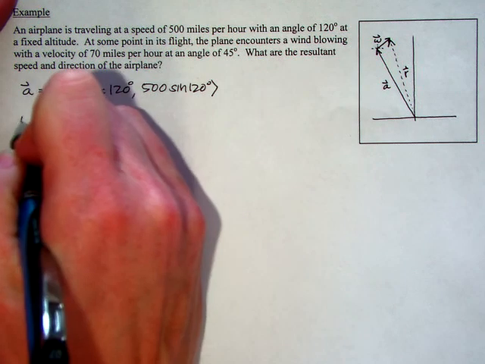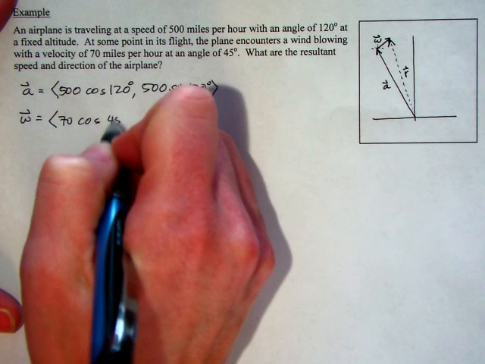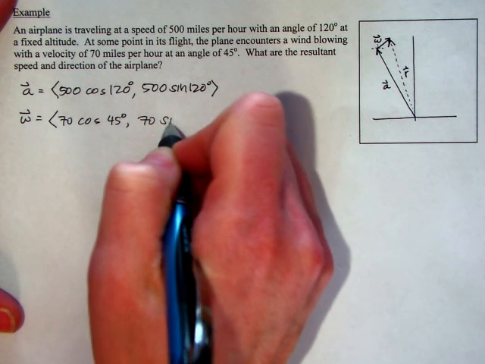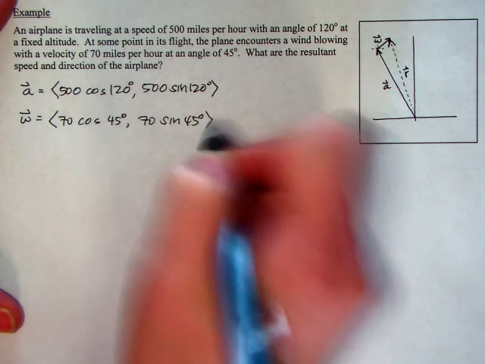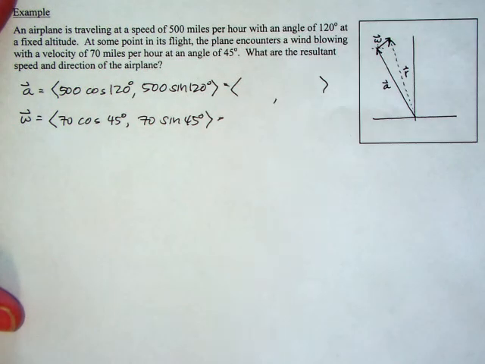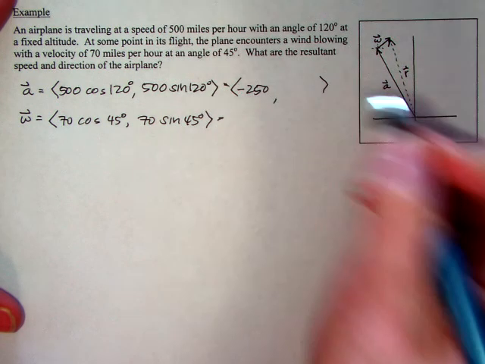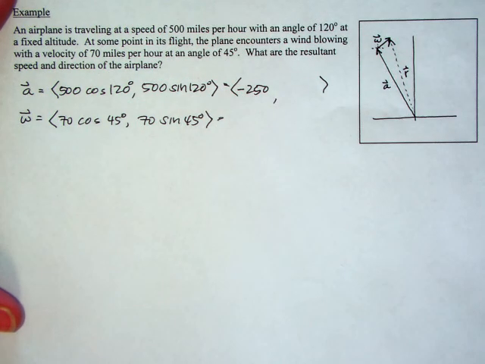And I'm going to have a vector for my wind. 70 cosine 45 and 70 sine 45. I'm going to type these in my calculator real quick, find out what they are as decimals so that we can kind of move forward with our information and put them together. Because we're going to be talking about our plane and our wind meeting.